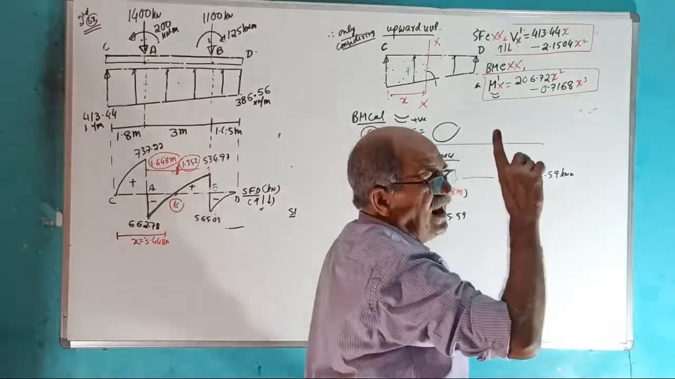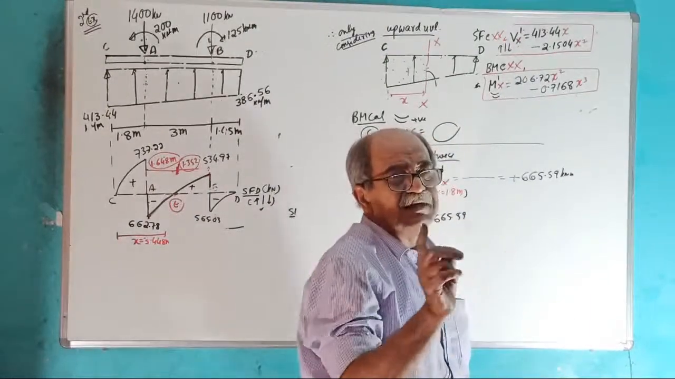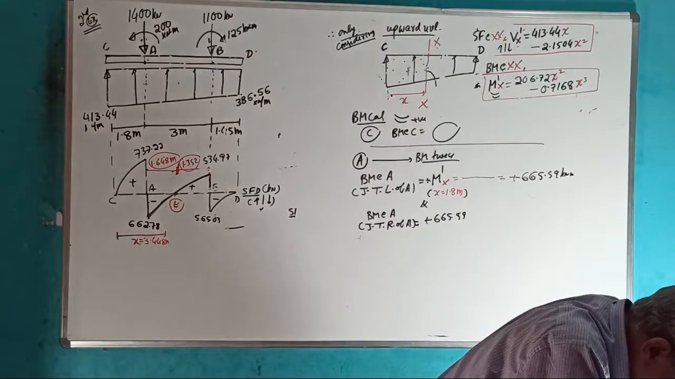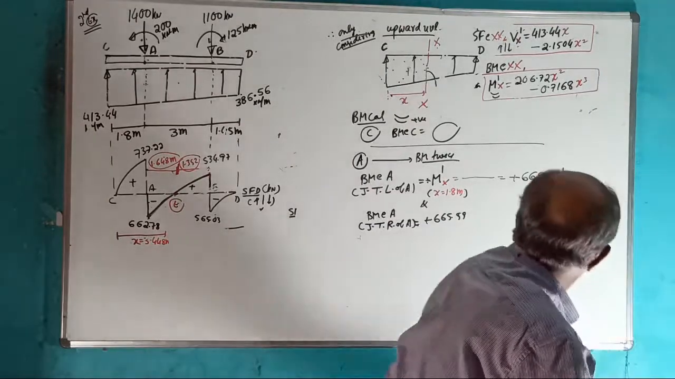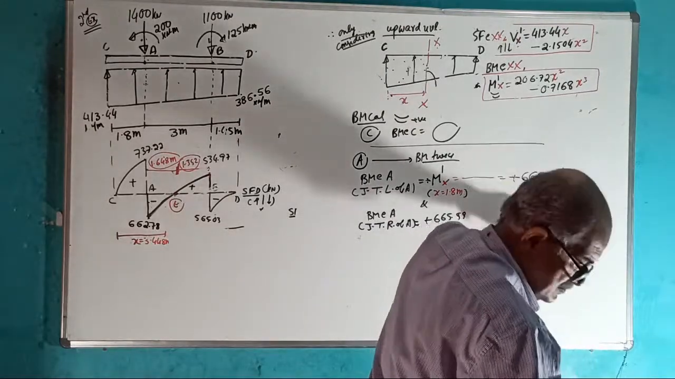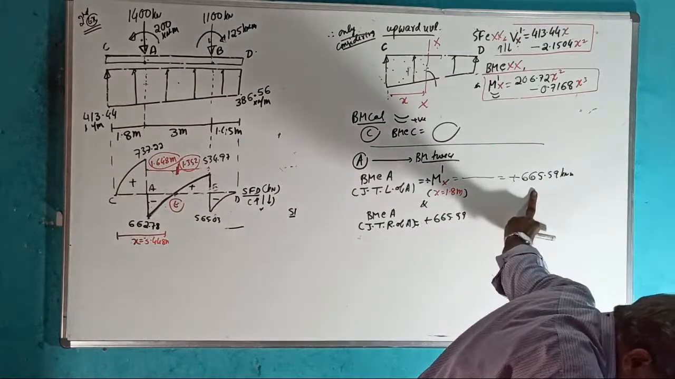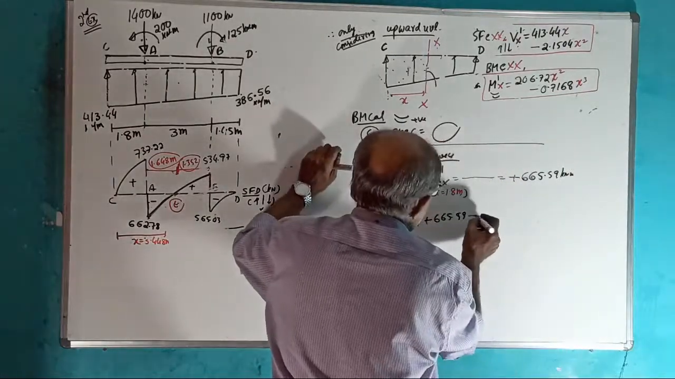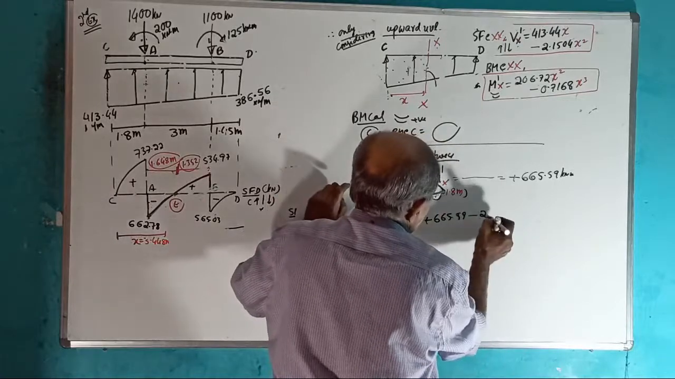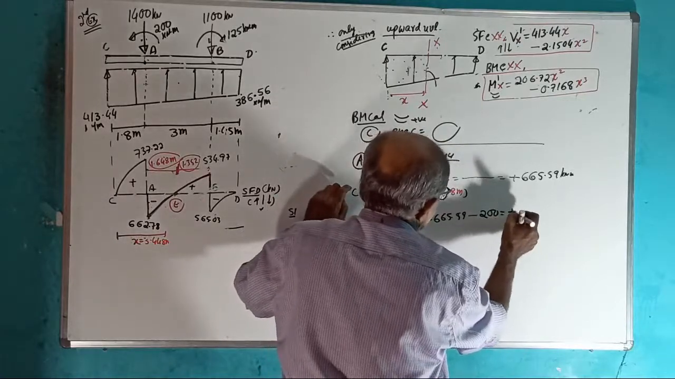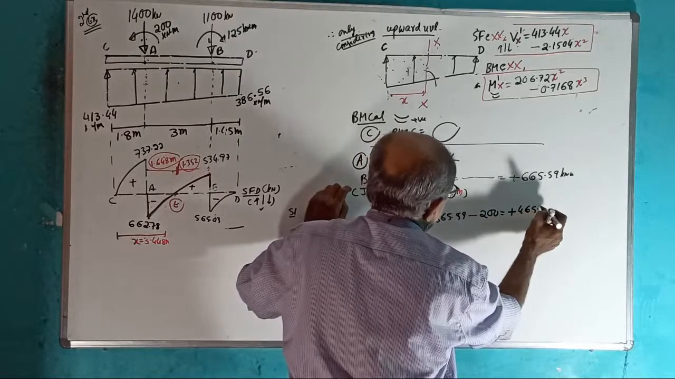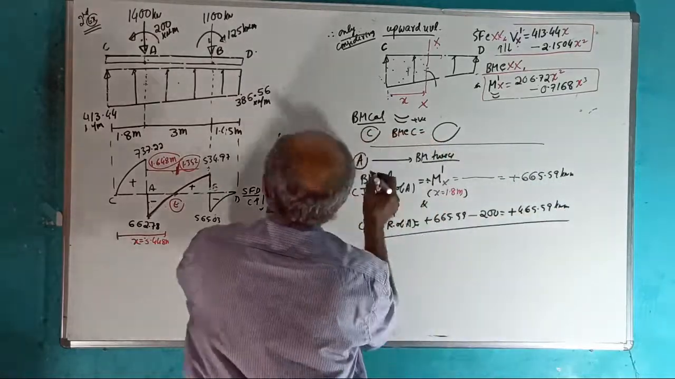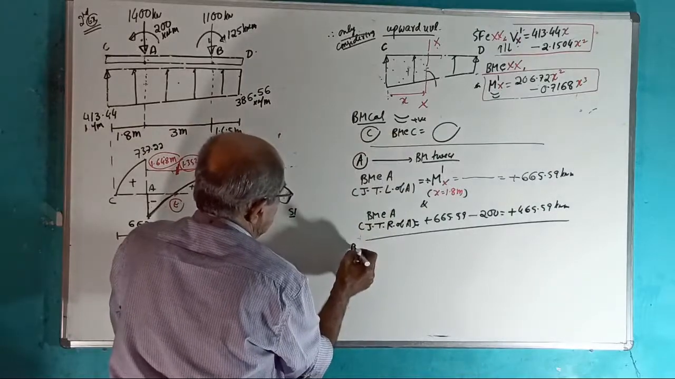Thoroughly explained in earlier classes for couples. Now I will not tell. Plus or minus sign is needed. Shall I use plus sign or minus sign? No. From the previous value, what will I do? It is minus 200. Minus 200 equals plus 465.59 kilonewton meter. Right.